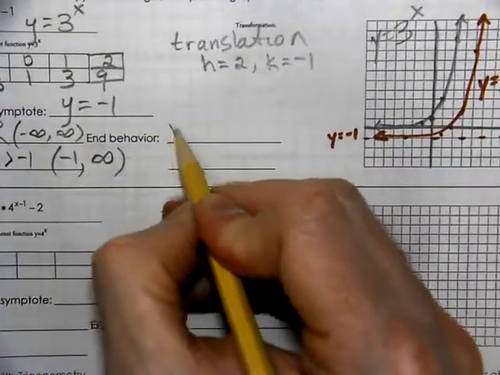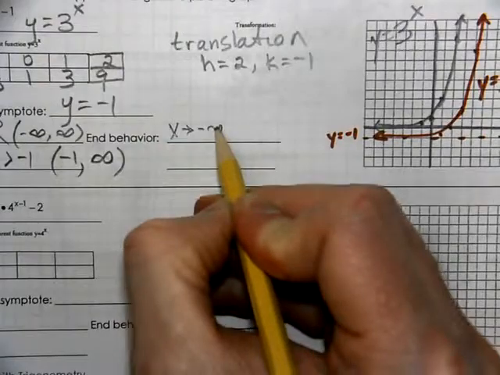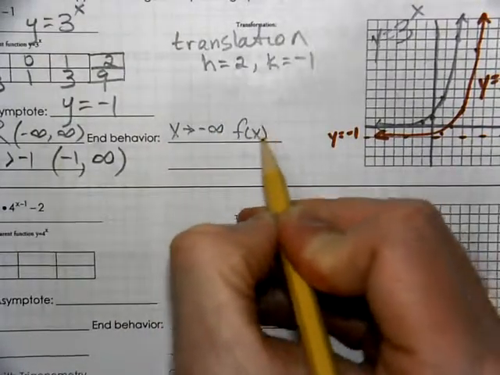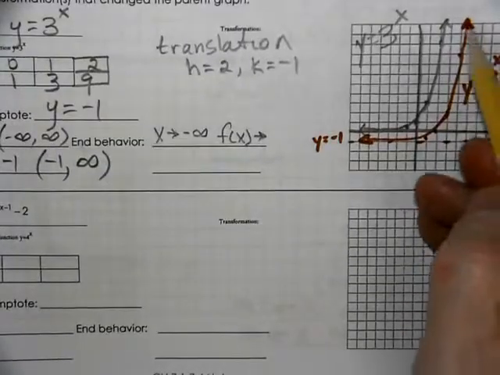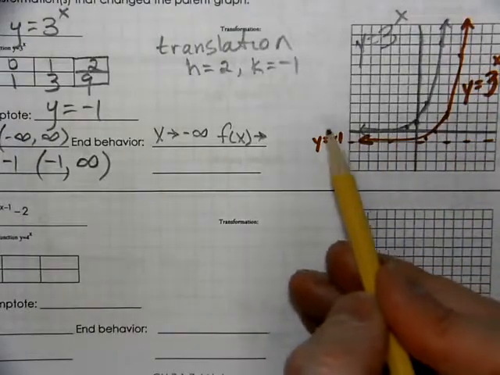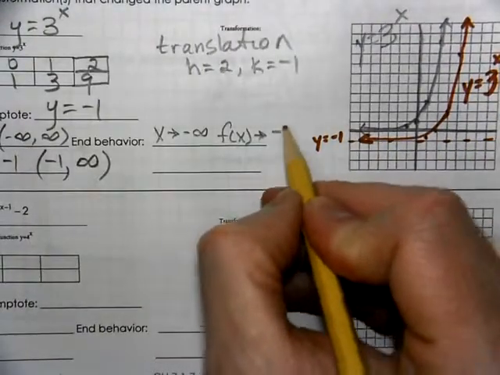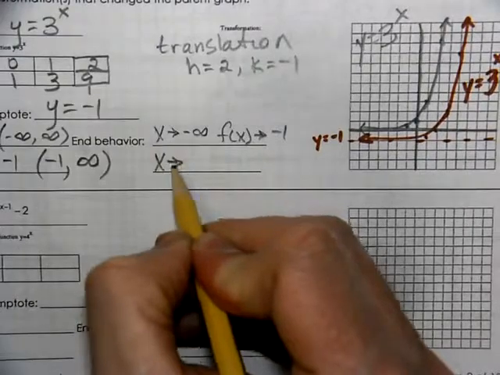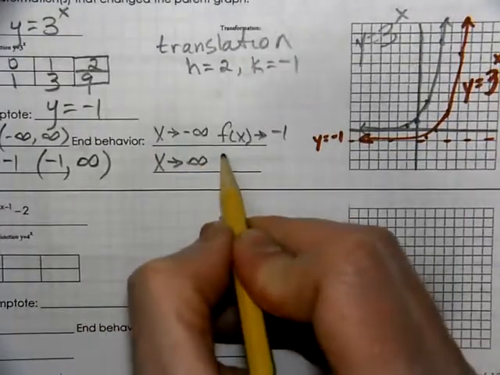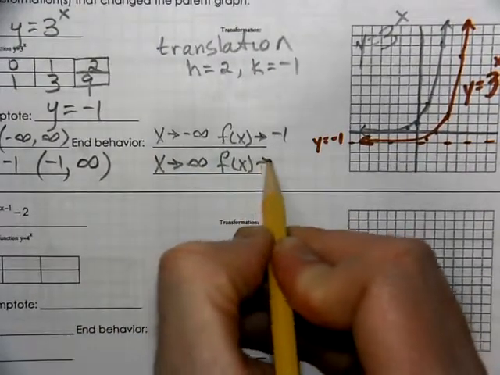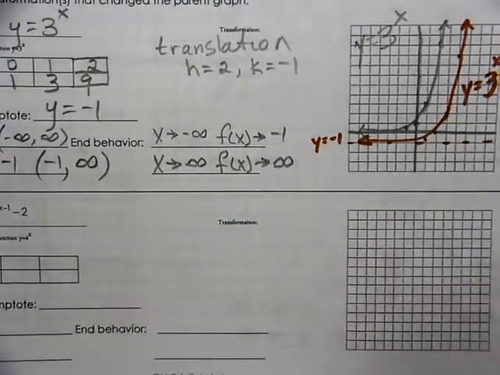The end behavior, as x approaches -infinity, the function does what? As x moves to the left, the function goes towards -1. As x moves to the right, the function goes up, goes to positive infinity.